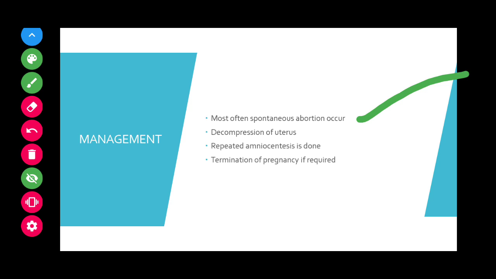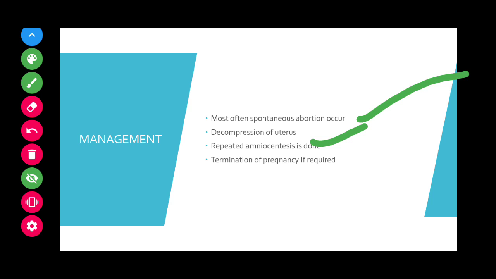And decompression of the uterus. Decompression of the uterus is nothing but sudden loss of amniotic fluid from the uterus. If it has to be done. On rare occasions where the baby is viable, they go for repeated amniocentesis. If they want to continue the pregnancy, only then do they go for repeated amniocentesis.